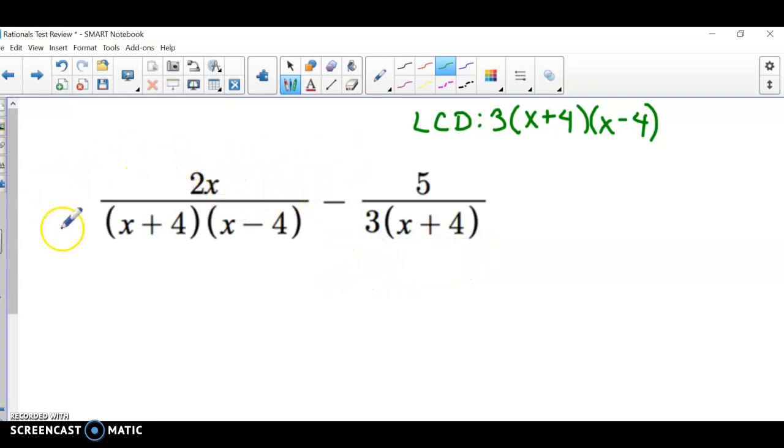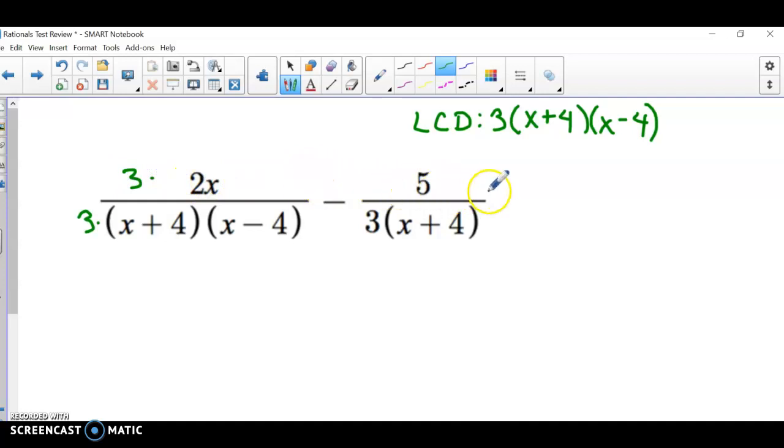So let's look at this one over here, 2x over x plus 4 times x minus 4. What is it missing to get to our LCD? It's missing this 3 right here. So I need to multiply the 3 by the denominator and by the numerator.